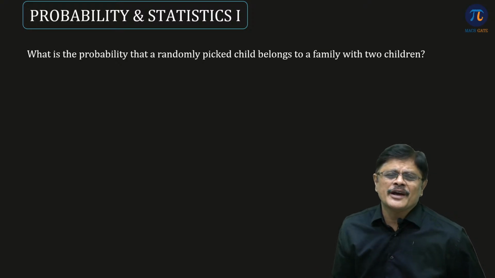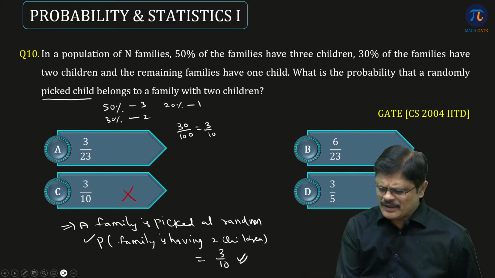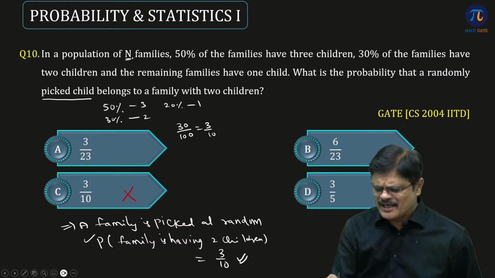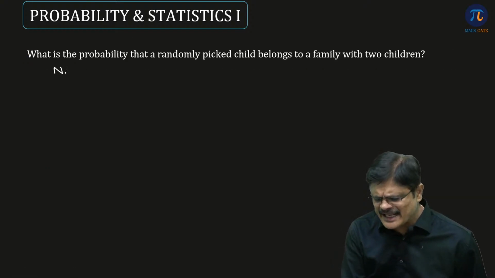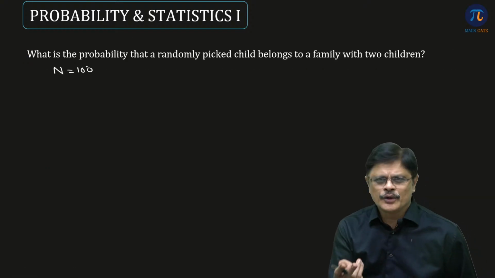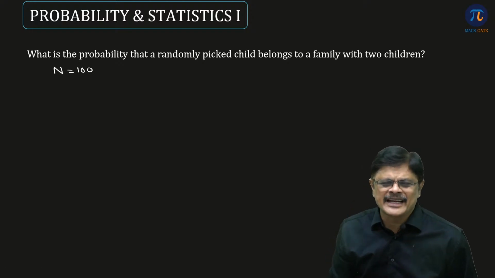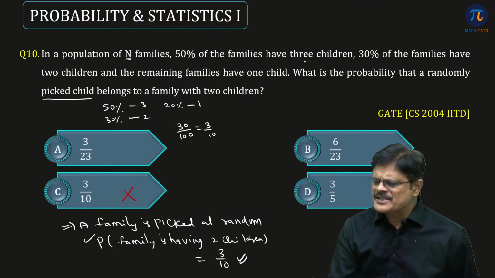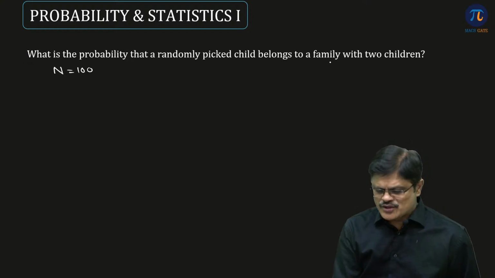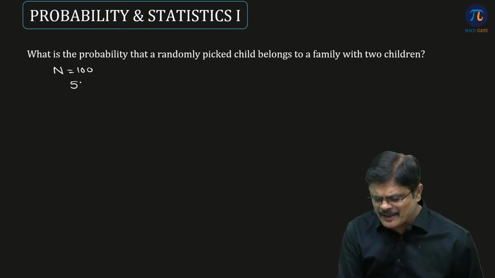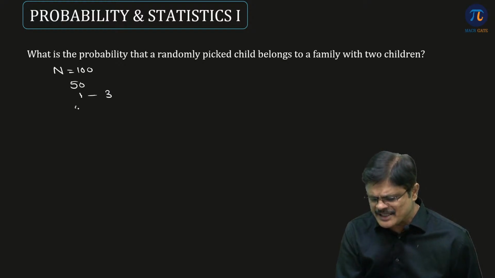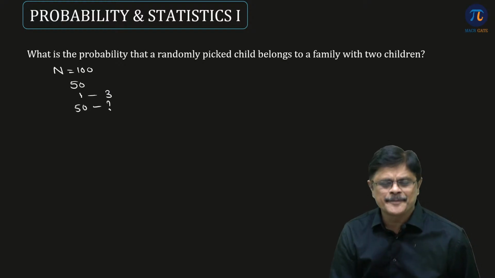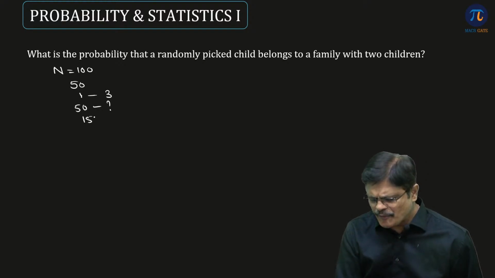Here, he mentioned that there are n families. For simplicity, let us take n as 100. You can work with n also, but for simplicity I take n as 100. 50% of families are having 3 children, so 50% of 100 means 50 families, each family having 3 children. So 50 families are having how many children? 50 into 3, that is 150 children. In these 50 families, we have 150 children.